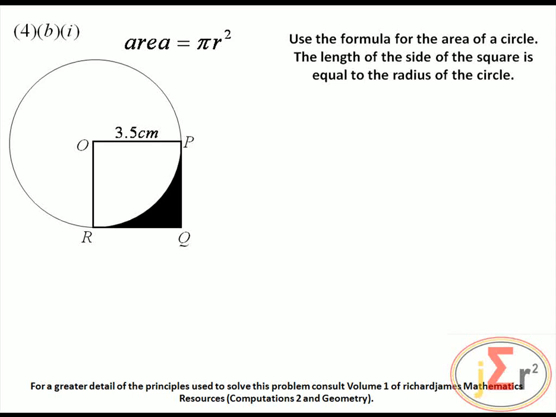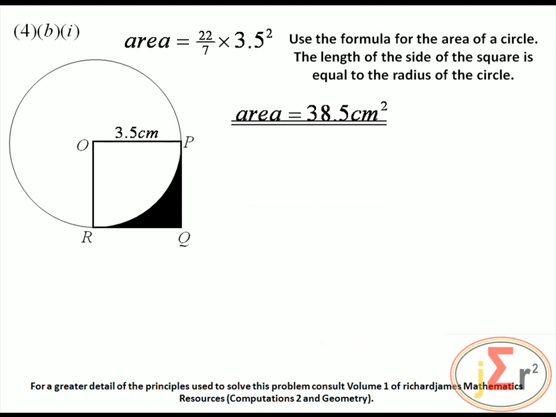Use the formula for the area of the circle. The length of the side of the square is equal to the radius of the circle. So we have information telling us that the length of the side of the square and the radius of the circle are equal, and that is going to be very important as we move to the other sections. So the area is equal to 22 over 7 multiplied by 3.5 squared, and that turns out to be 38.5 centimeters squared.